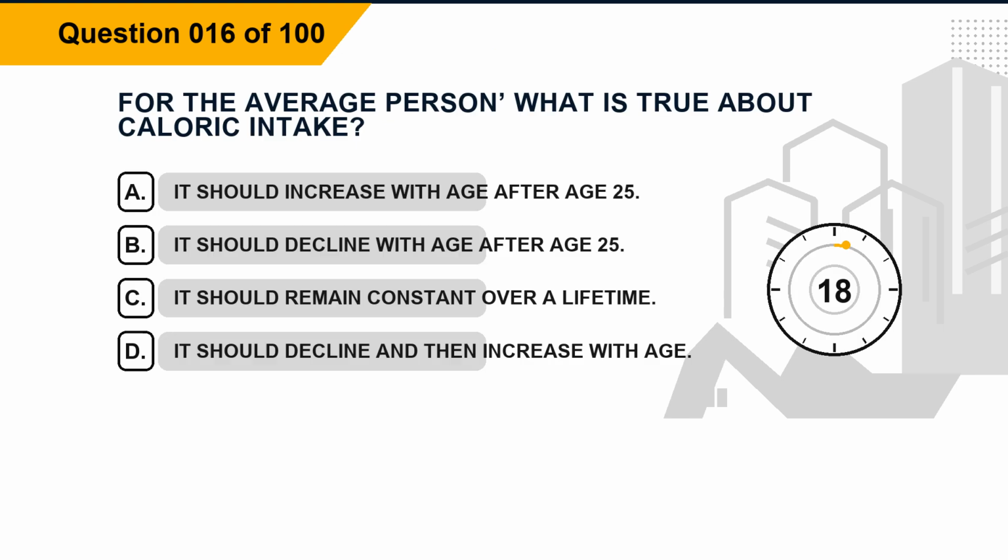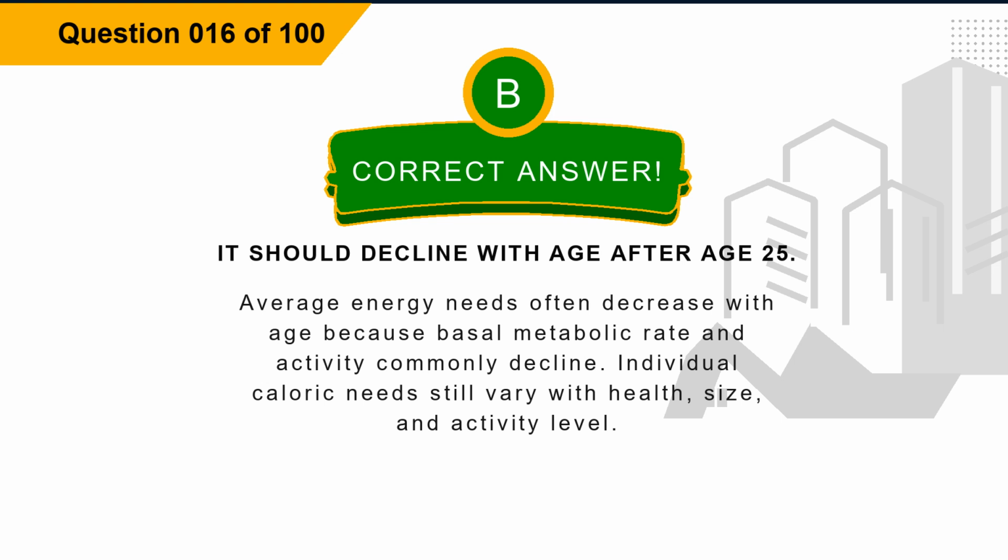Question 16. For the average person, what is true about caloric intake? Option A, it should increase with age after age 25. Option B, it should decline with age after age 25. Option C, it should remain constant over a lifetime. Option D, it should decline and then increase with age. The correct answer is option B, it should decline with age after age 25. Explanation. Average energy needs often decrease with age because basal metabolic rate and activity commonly decline. Individual caloric needs still vary with health, size, and activity level.